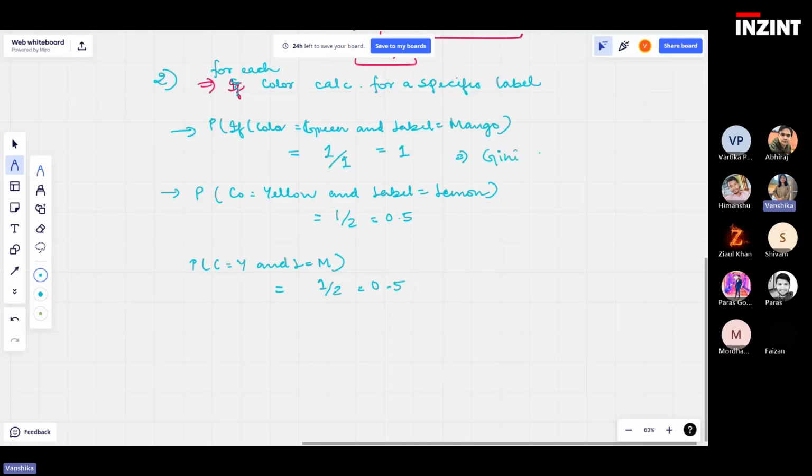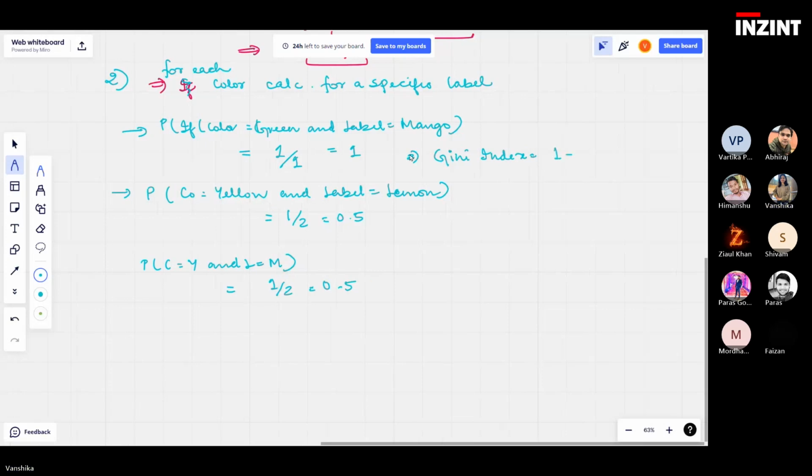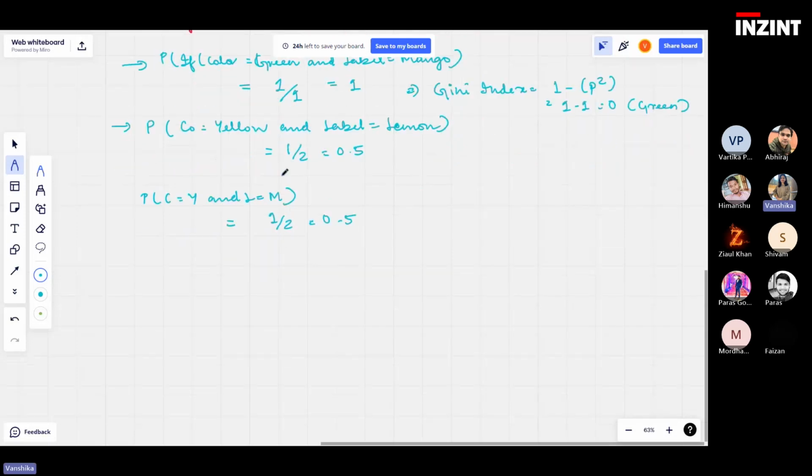Gini index is basically based on their individual probability. The formula is the same: 1 minus probability square. So 1 minus 1, 0. This is the Gini index for green. And for yellow, did we calculate? So Gini index is 1 minus, and what is the probability here? It is 0.5 whole square minus 0.5 whole square. Summing all these probabilities and subtracting from 1 would give 0.5. So this is the Gini index for yellow. All right.